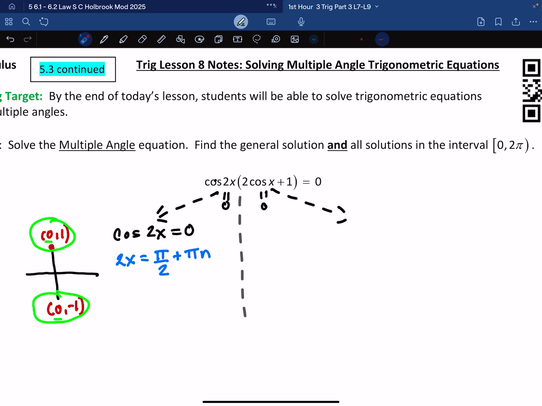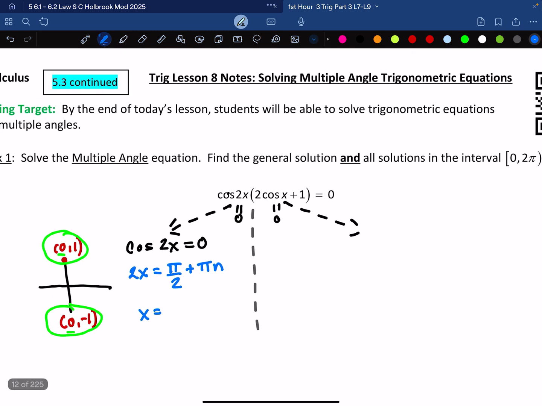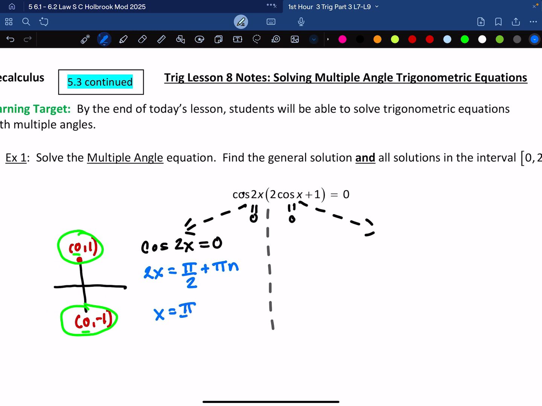Okay, now when we are solving equations, we're not solving for 2x, we are solving for x. So your next step would be to divide everything by 2. So in actuality, x equals, I'm going to just divide both of those terms by 2. You get pi over 4 for this one, and pi times n divided by 2 is pi n divided by 2. So this is your general solution that represents every possible value of x that would satisfy this equation.